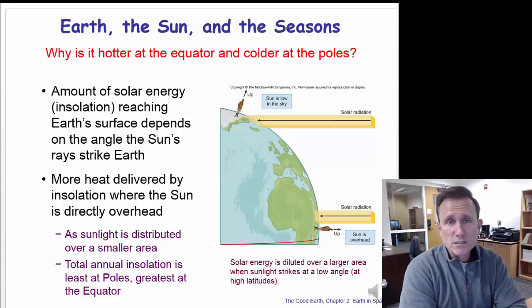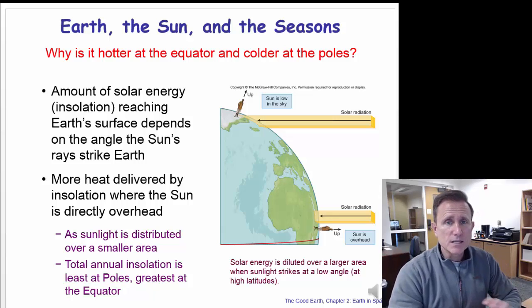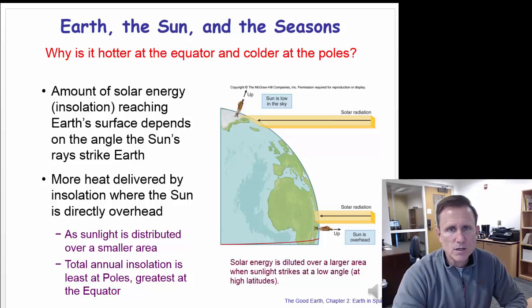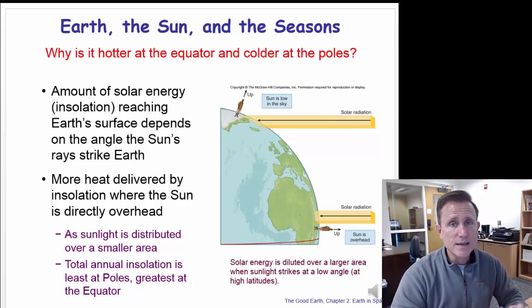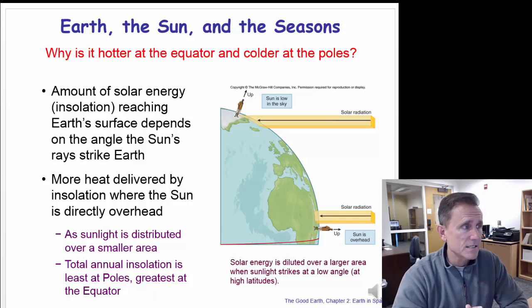Hello everybody, I wanted to talk a little bit about our Earth Science lecture, chapter number 2, and drill down into the second part of the chapter, where we are talking about the Earth-Sun system. So how the Earth moves around the Sun and the impact that has on the Earth. So the Earth, the Sun, and the seasons.